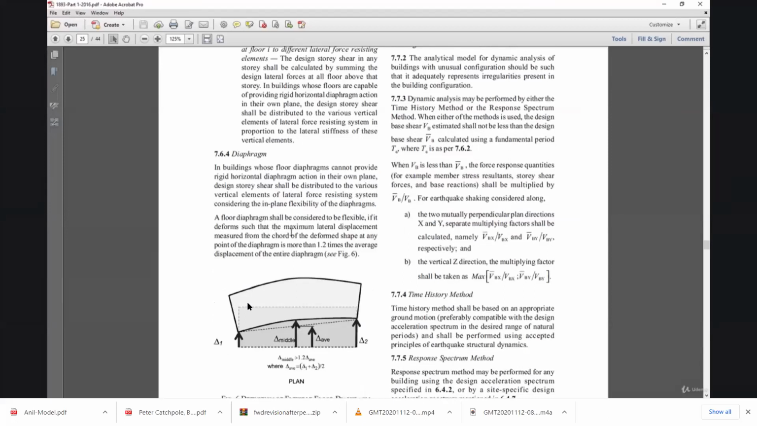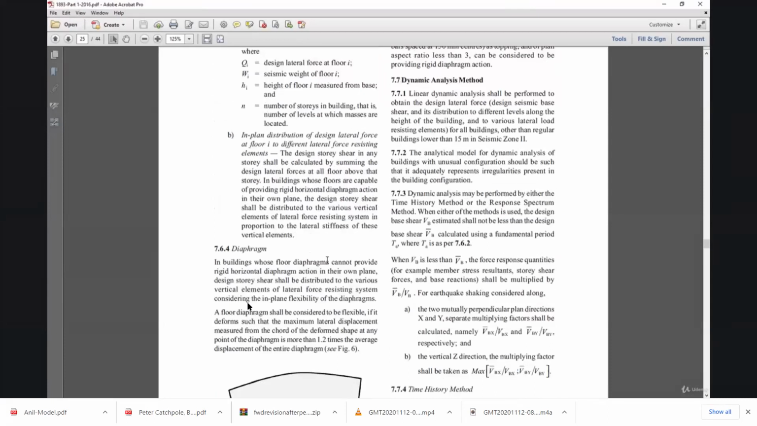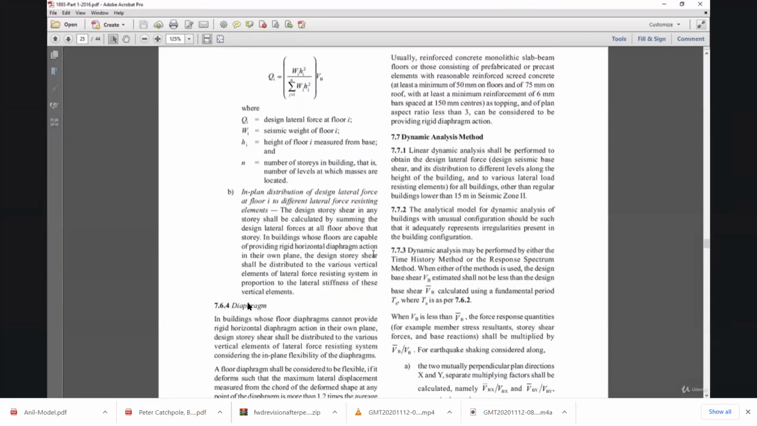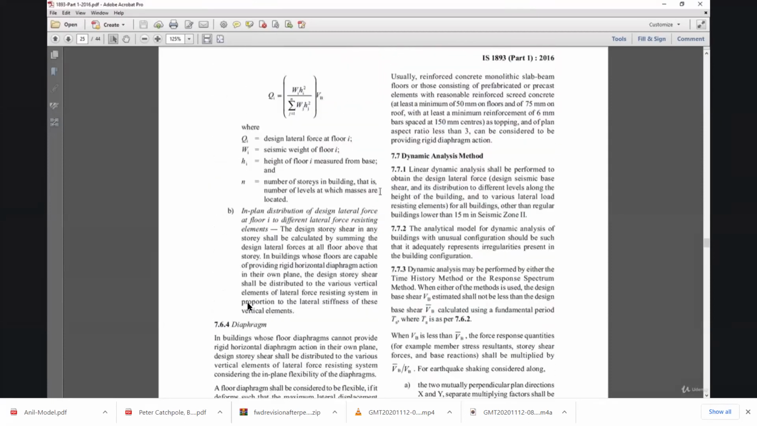The code guides us that a diaphragm has to be considered flexible if it deforms such that the maximum lateral displacement measured from the chord of the deformed shape at any point of the diaphragm is more than 1.2 times the average displacement of the entire diaphragm. That is, the diaphragm deflects like this. So in our case, it is an RCC slab, so it won't deflect like this. This type of displacement may be negligible in our case. After that, it gives us the guidelines for the dynamic analysis method.